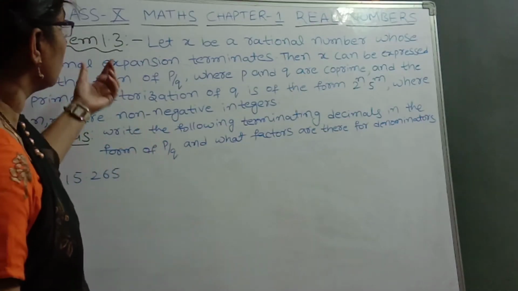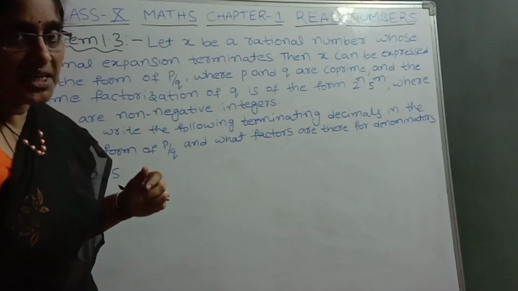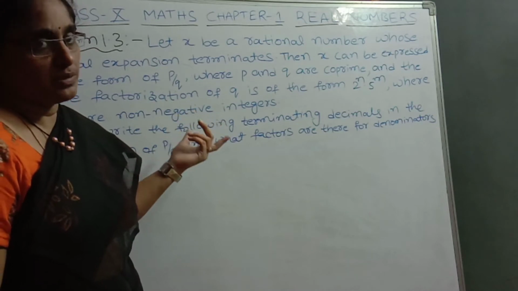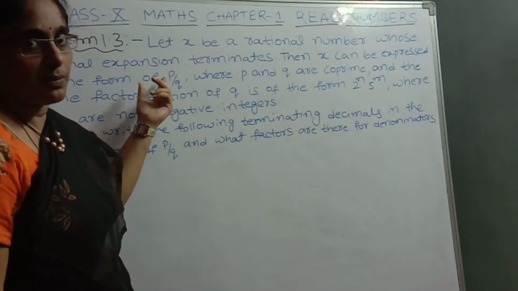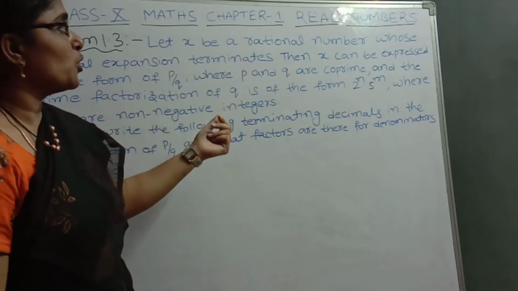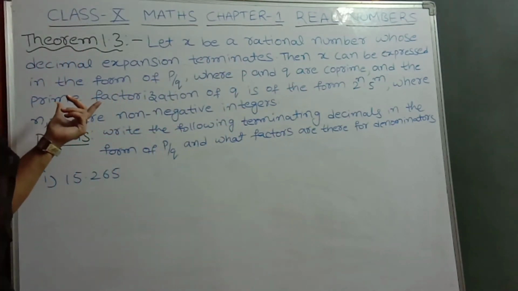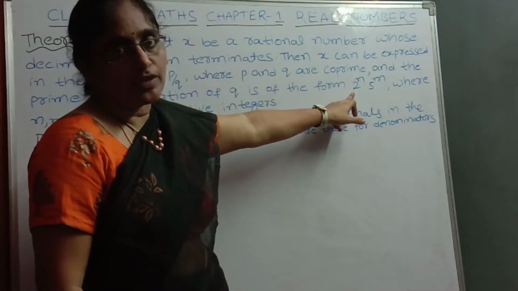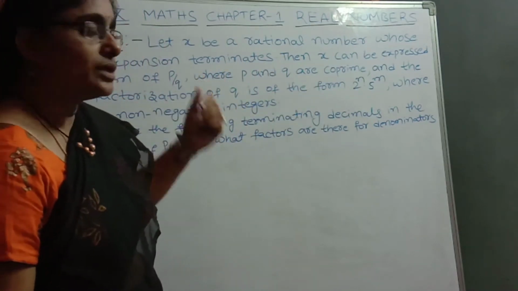Next one is Theorem 1.3. Let x be a rational number whose decimal expansion terminates. Then x can be expressed in the form p by q, where p and q are co-prime, and the prime factorization of q is of the form 2 to the power of n into 5 to the power of m, where n and m are non-negative integers.